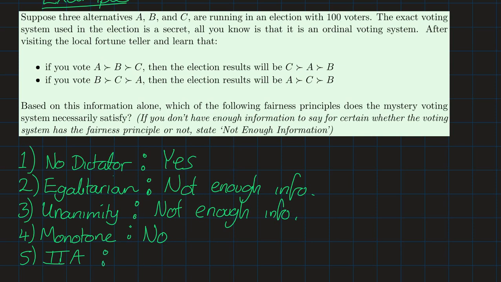Lastly, IIA, the independence of irrelevant alternatives. For this one, we need to find two alternatives where your relative preference is unchanged, but the societal preference is changed. So we just need to start comparing some pairs of alternatives. If we look at A and B, originally you think A is better than B, but then you think B is better than A. So your relative preference for A and B is not consistent. That means we can't use A and B to test whether this satisfies IIA.